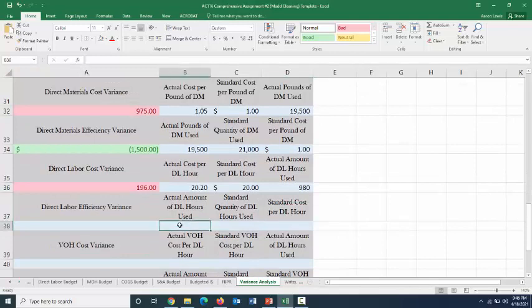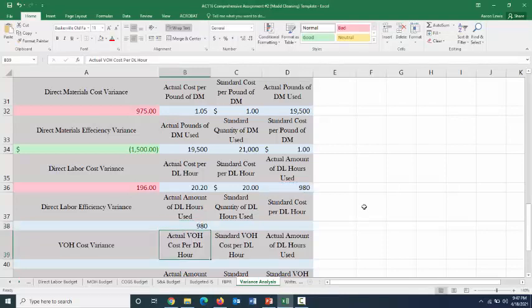Moving on to our direct labor efficiency variance, which is the amount of difference between our budgeted labor costs and our actual labor costs, which can be attributed to the fact that our employees had to work more or less hours to get the job done. So we're going to start with our actual amount of direct labor hours used. The actual amount of direct labor hours used, we already have in our numbers, so I'm going to steal it from right here, was 980.